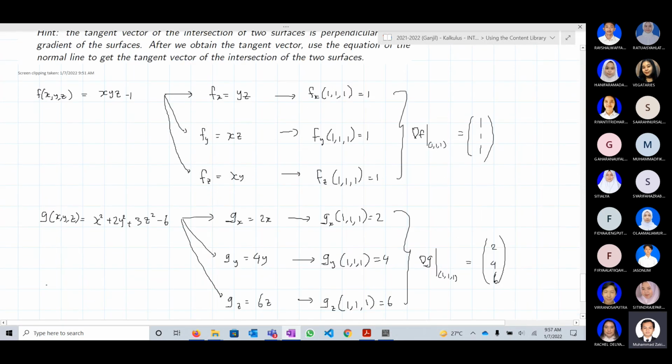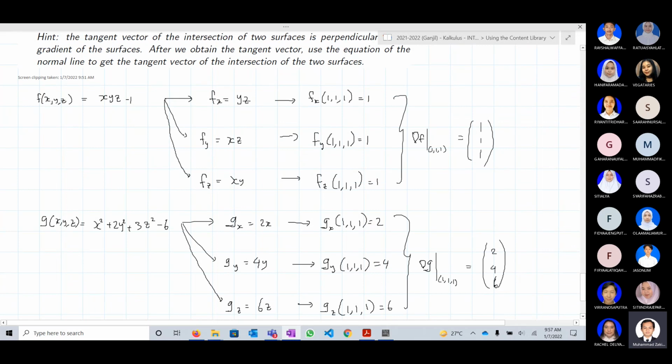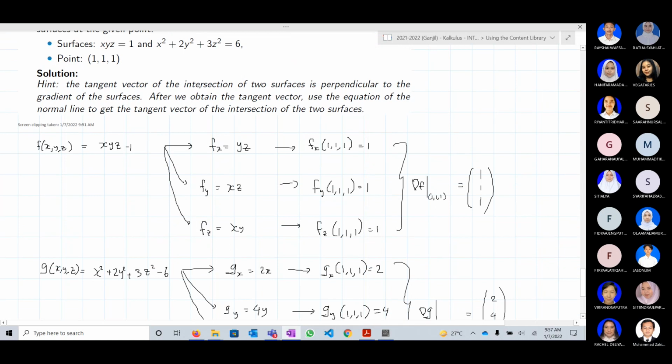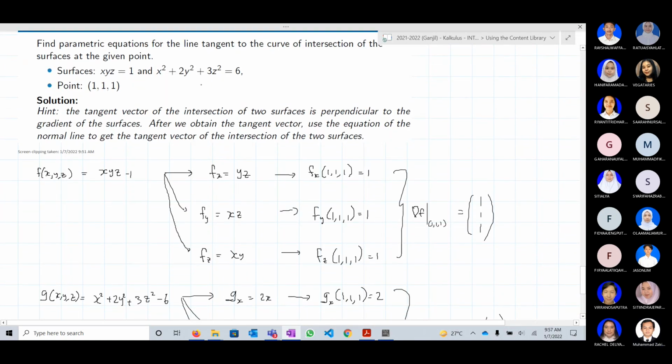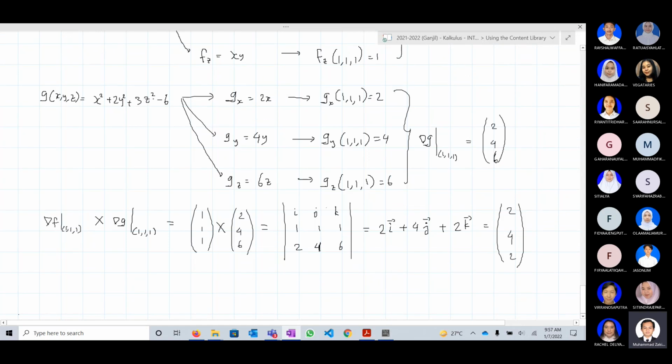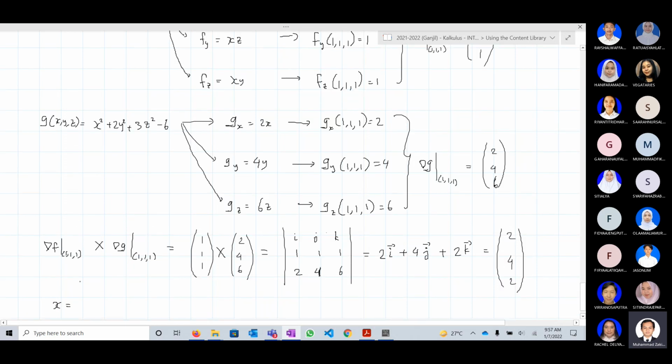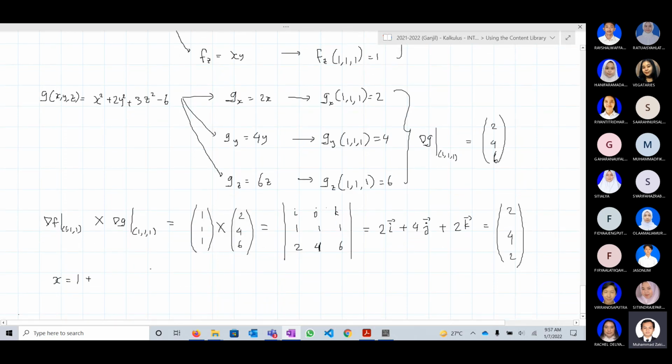Then now we simply need to use the formula for the normal line to get the tangent line of the intersection of the two surfaces. So in this case we use x equals x0, which is 1, plus 2t, and then y equals 1 plus 4t, and z is equal to 1 plus 2t. And that's it. Any question?